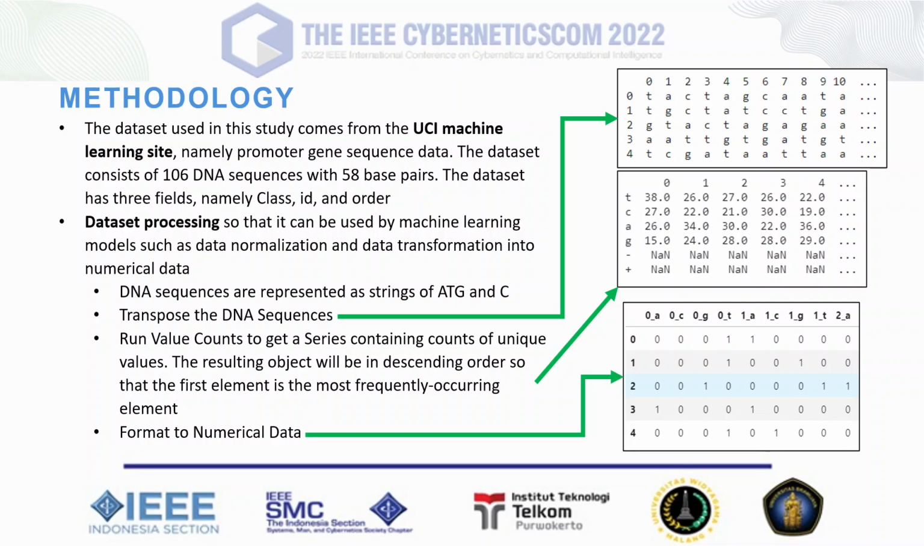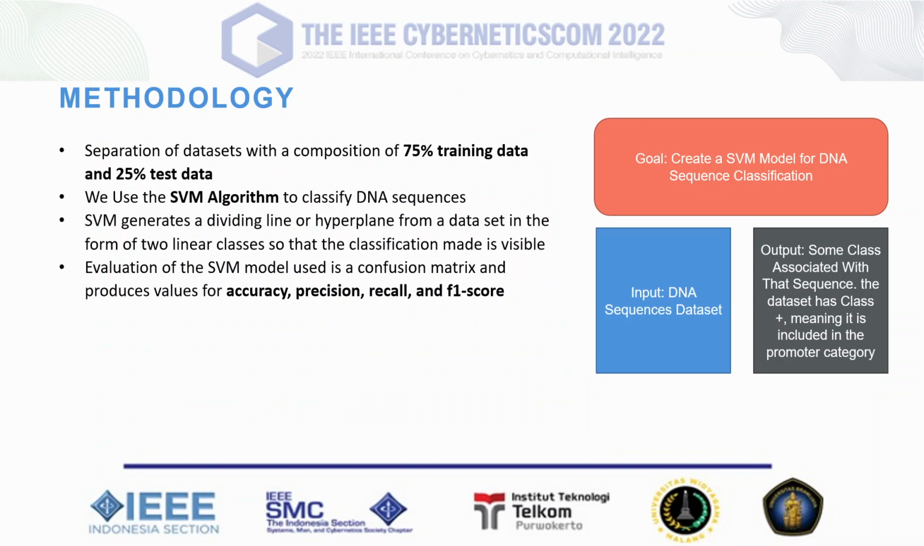And the last step for dataset processing is to format into numerical data. Before formatting, we use the TAC, and then the numerical data looks like binary data, 0 and 1. Separation of the dataset with a composition of 75% training data, and for the testing data is 25%. We use the SVM algorithm to classify DNA sequences.